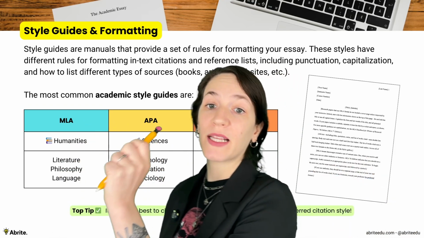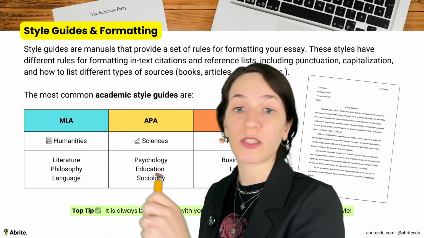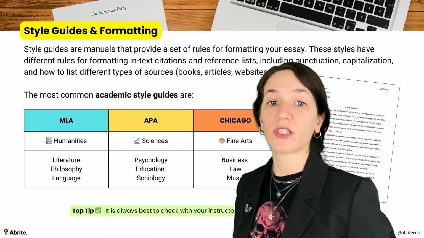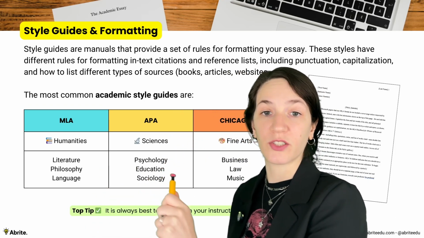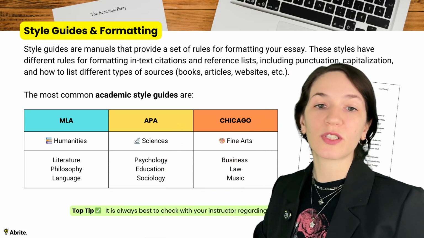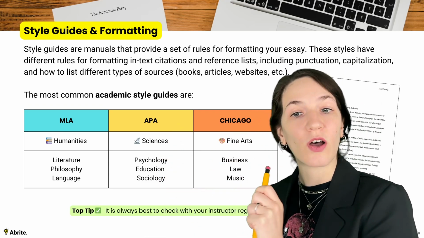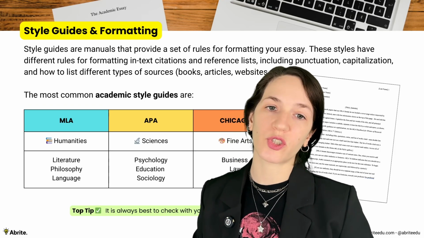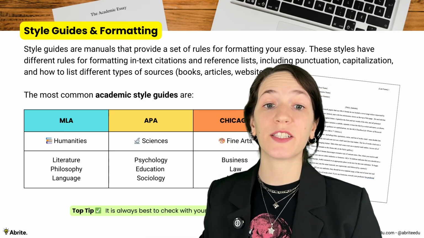So MLA is mainly used for the humanities like literature, philosophy, and language. APA is usually used for the sciences like psychology, education, sociology, so sciences and social sciences. And Chicago is usually used for the fine arts like business, law, and music. However, it's always best to check with your instructor regarding which citation style they prefer.